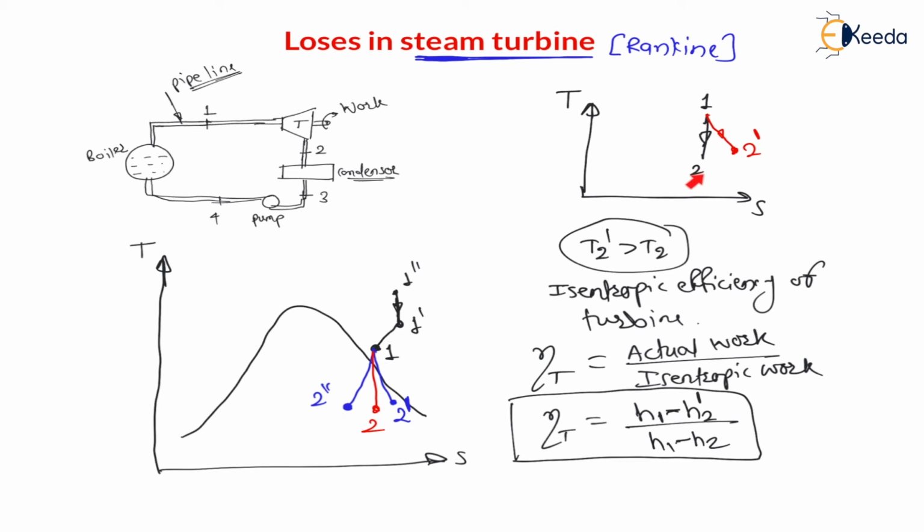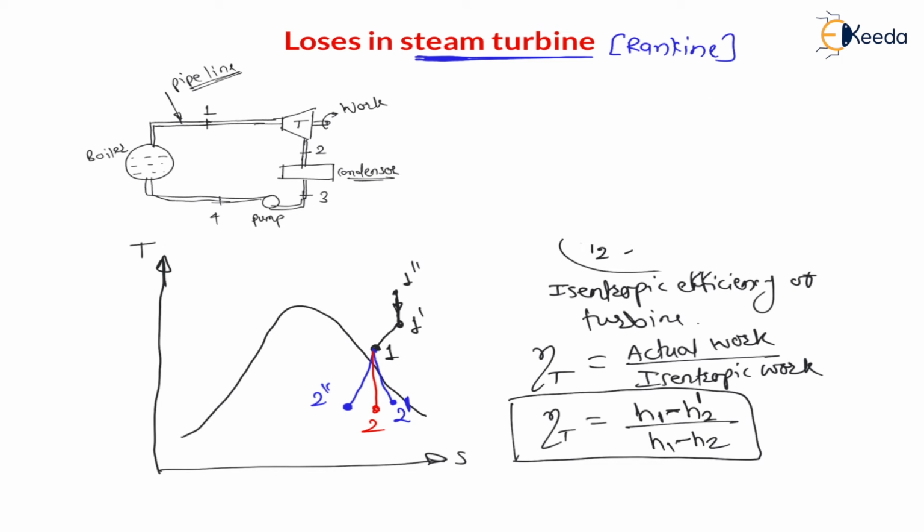And if the question is to find the work of the turbine, then my dear students, it is the actual work, that is H1 minus H2 dash, that we have to find, right? Now after understanding this turbine, there may be a loss in the pump also, so let us understand losses in the pump, right?